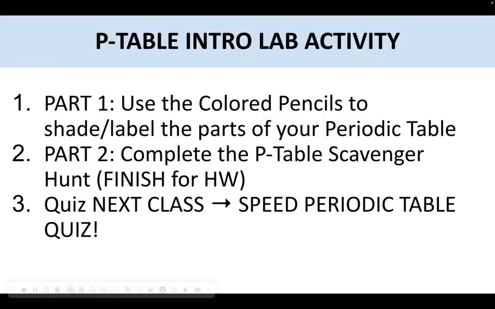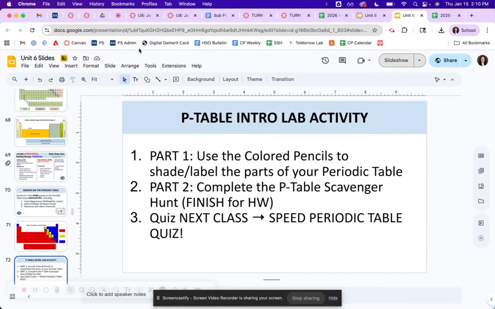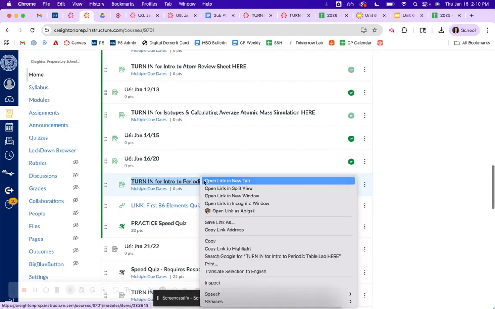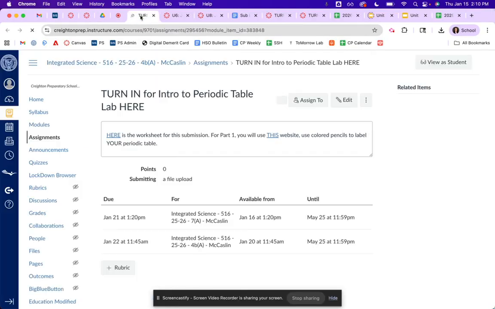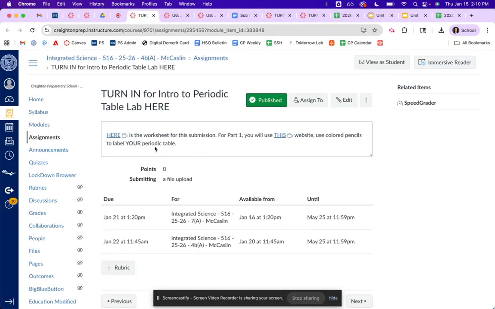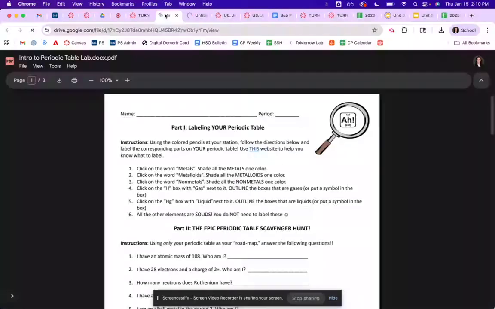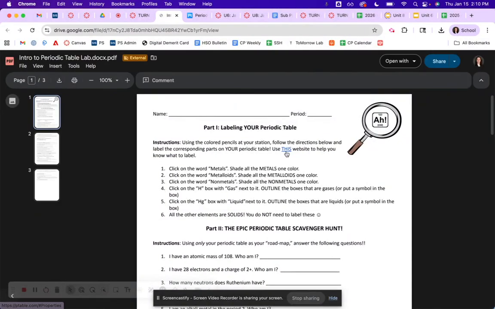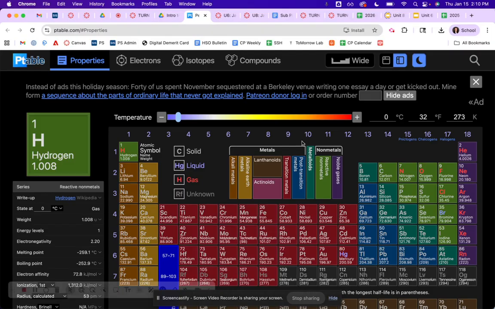I want to walk through the activity you're going to be completing. If you go under Canvas, you are going to go to the Intro to the Periodic Table activity. When you open this up, you are going to be filling out this worksheet, but you do need to have access to this website. This website is called ptable.com.